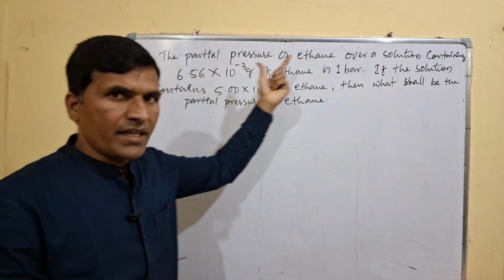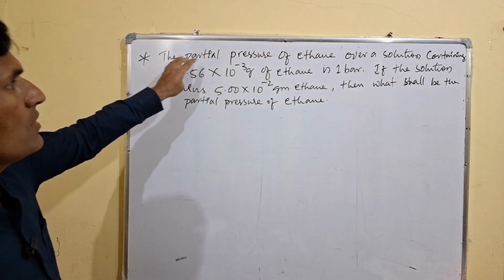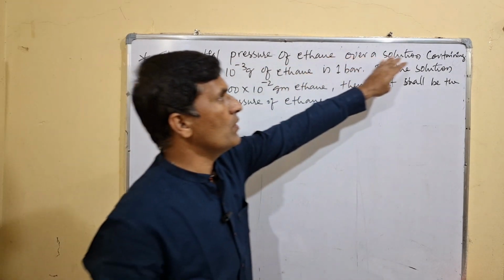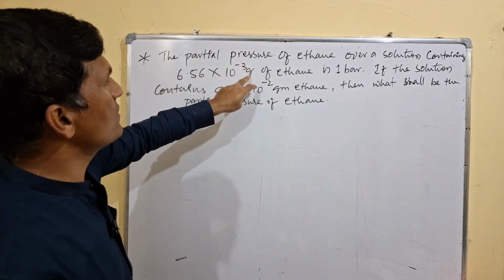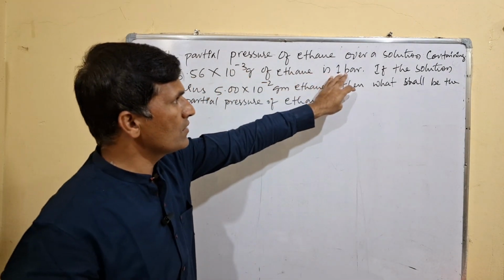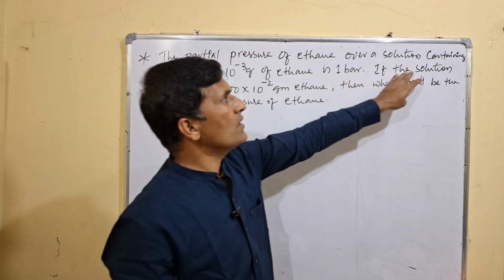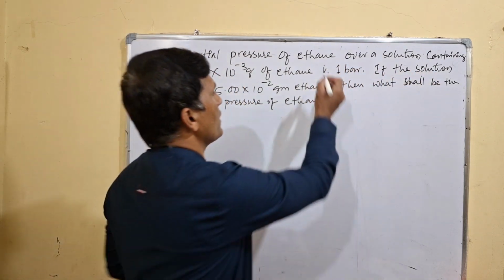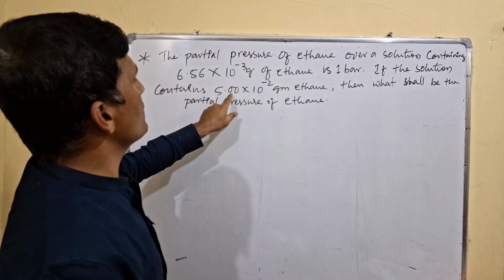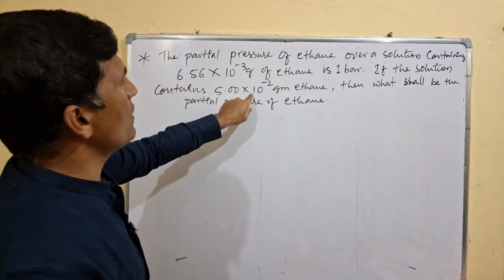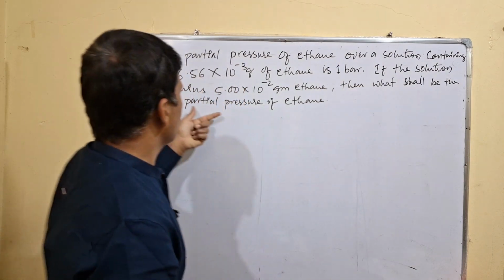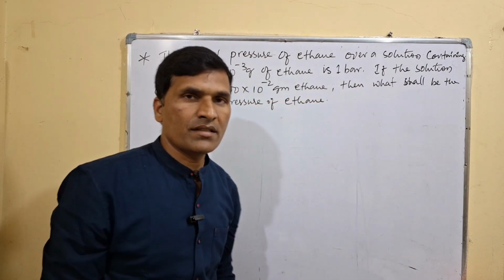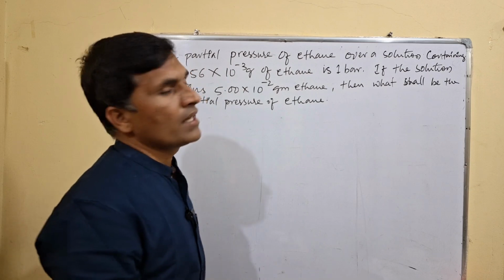The next problem is again on Raoult's law. The problem is: the partial pressure of ethane over a solution containing 6.56 into 10 to the power minus 3 grams of ethane is 1 bar. If the solution contains 5.00 into 10 to the power minus 2 grams of ethane, then what shall be the partial pressure of ethane? That is the problem they have asked.